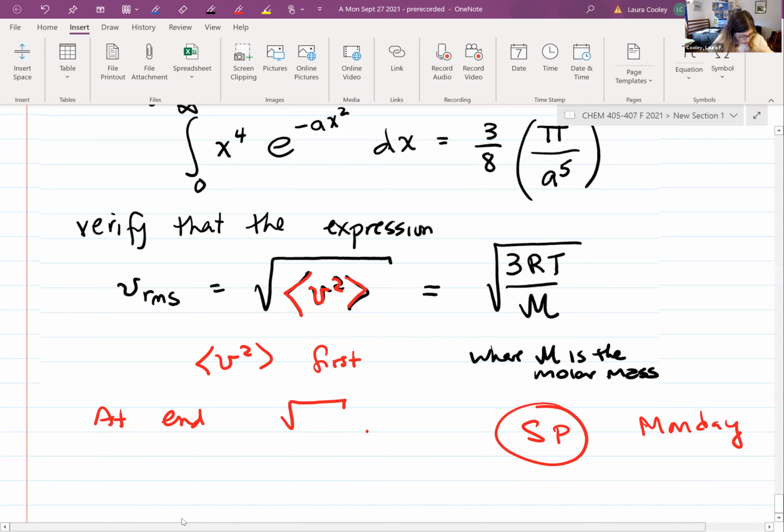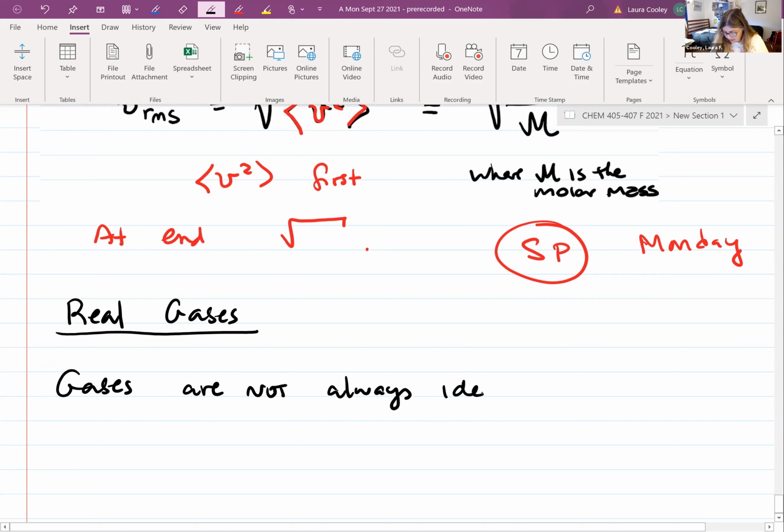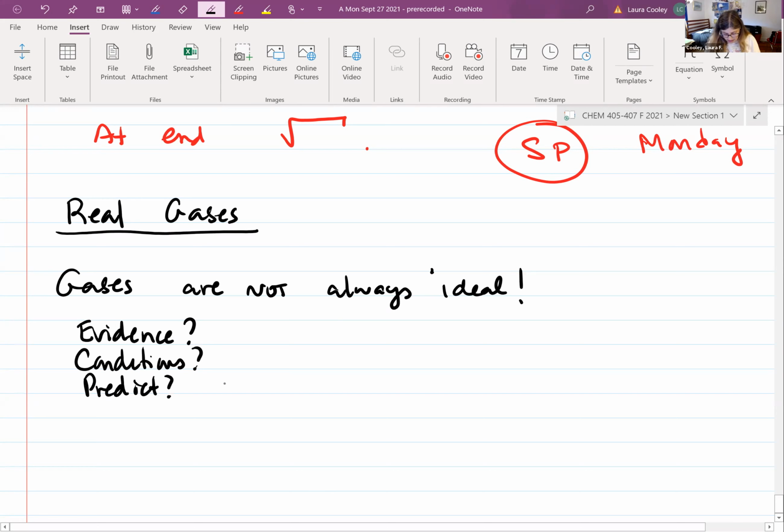Okay, so let's see. That's basically it for our diversion to the microscopic world. And the next thing I'm going to do is talk a little bit about real gases. So I guess we're starting real gases. The point is that gases are not always ideal. They do not always obey the ideal gas law. So a good question is, what's the evidence for this? I'll actually give you some data in a few minutes. And also, under what conditions does this happen? Is there any way that you can predict this sort of behavior? In other words, are there any equations of state that describe something like the ideal gas law, but for real gases?